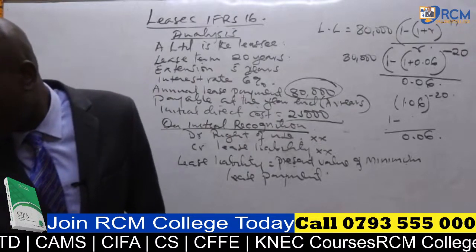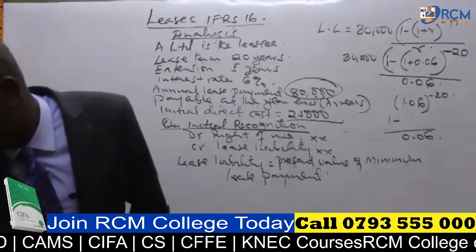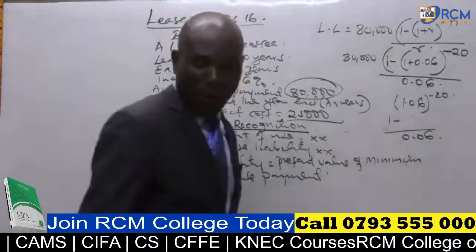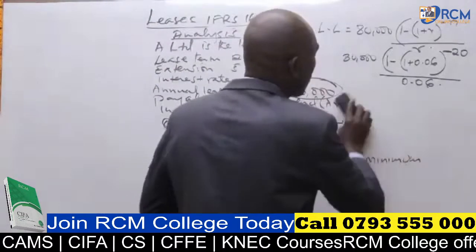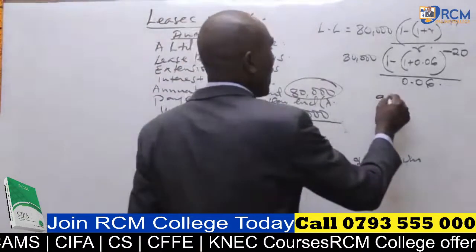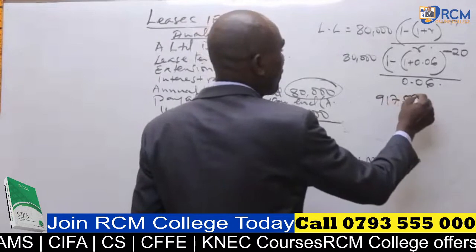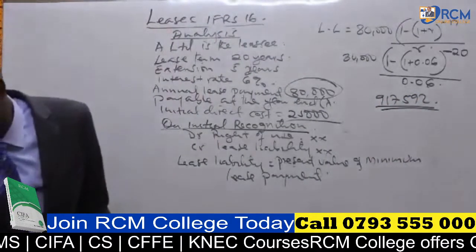Anyone else? 917, thank you very much. 917,592. Therefore, our present value, according to what I'm seeing there, is 917,592. That is our lease liability.